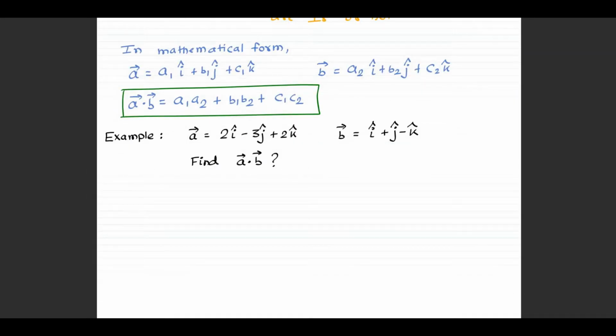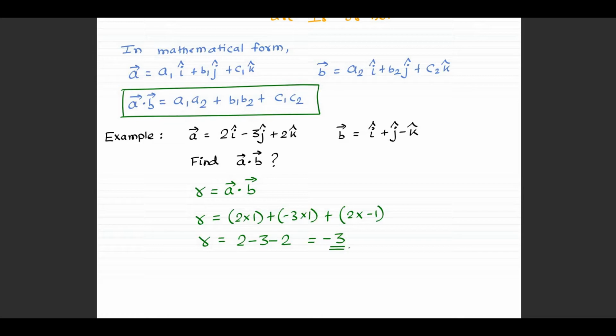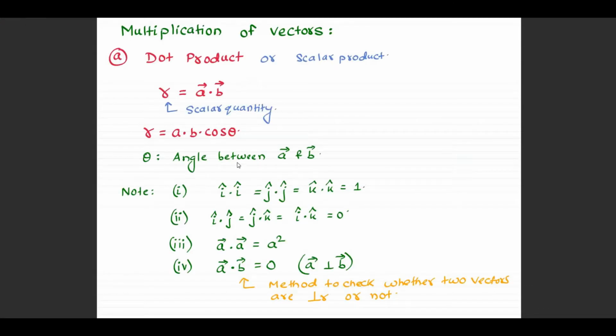Let's take this example then. So now we are given the vectors in mathematical form, we need to find out the dot product. So let's say R is A dot B. So I can say i cap will get multiplied with i cap, j cap will get multiplied with j cap, and k cap will get multiplied with k cap. So this becomes 2 minus 3 minus 2. So this becomes minus 3, right? Dot product is minus 3.